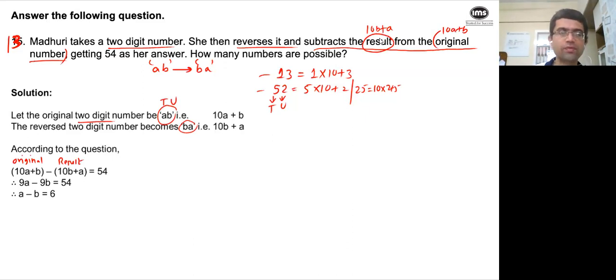Subtract it, I get 54. Simplify it, I will get a minus b as 6. Hope all of you have understood till now.